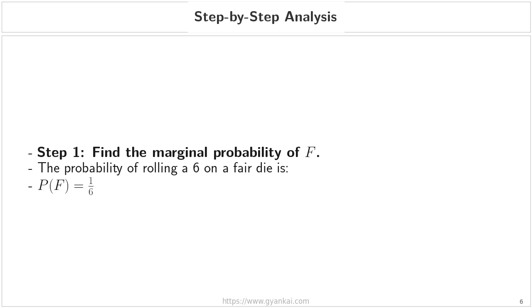Step-by-step analysis. Now that we have defined our events, where event E is getting heads and event F is rolling a 6, let's walk through the mathematical analysis step-by-step to see if they are truly independent. First, let's look at step 1, where we find the marginal probability of event F. This is just the original probability of the die roll happening on its own, without any extra information. Since we are using a fair, 6-sided die, the probability of rolling a 6 is simply 1 divided by 6.